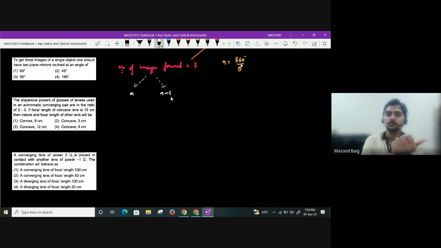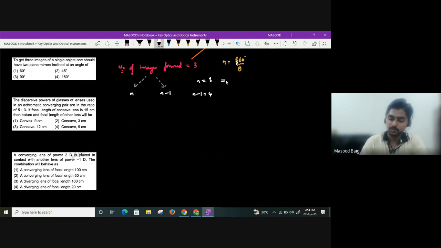If this value is odd, the number of images formed will either be n or n minus 1. So directly I can conclude that the number of images formed can either be n or n minus 1. So from this, what can we write? The n value will be equal to 3, and the n minus 1 value will be equal to 4.